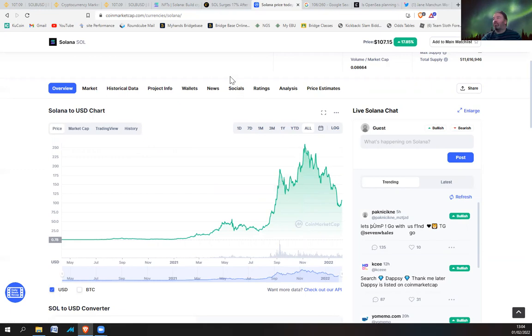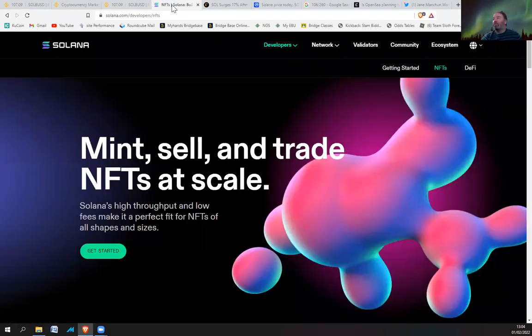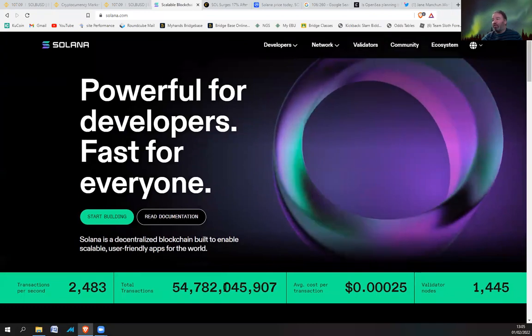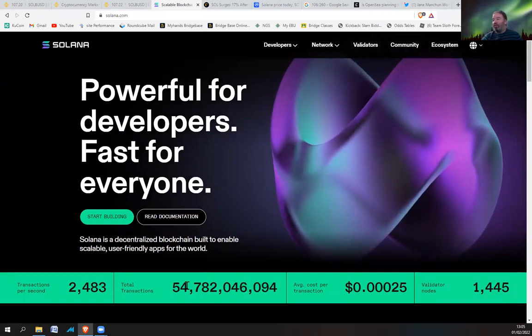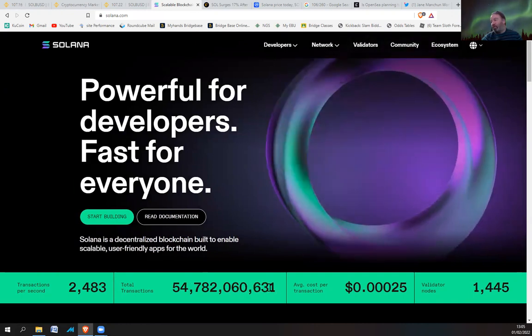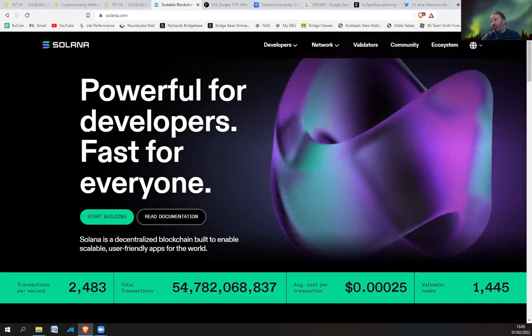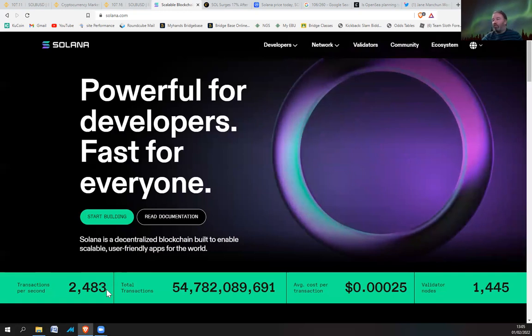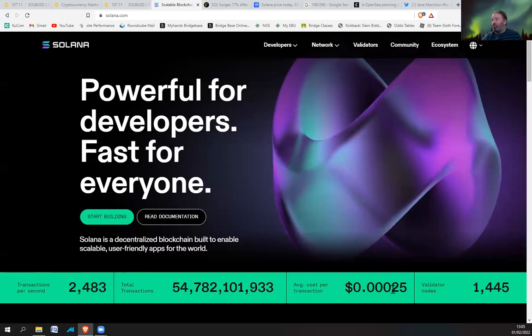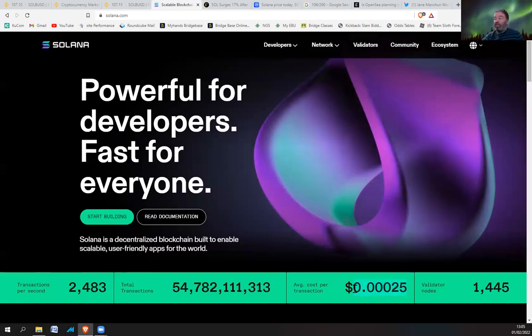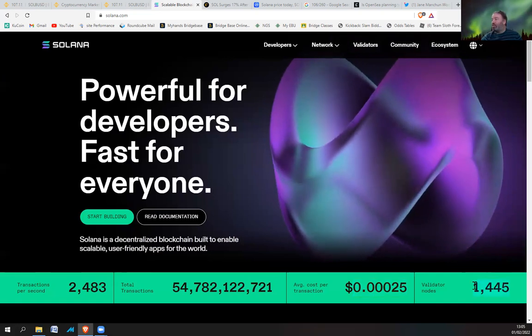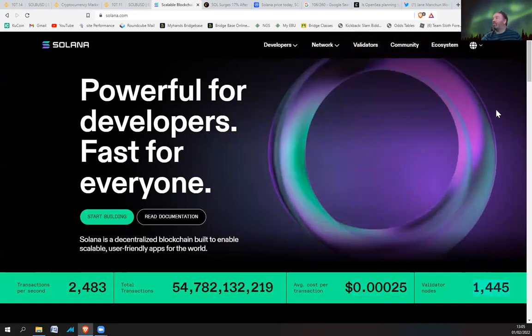And with all the good news coming, if we go to the Solana homepage, look how many transactions they've done. It's 54 billion, 700 million transactions. Transactions per second, 2,483. Average cost per transaction, really low, if you compare it to Ethereum gas fees, which can be ridiculous. We've got plenty of validator nodes, so that's all good.